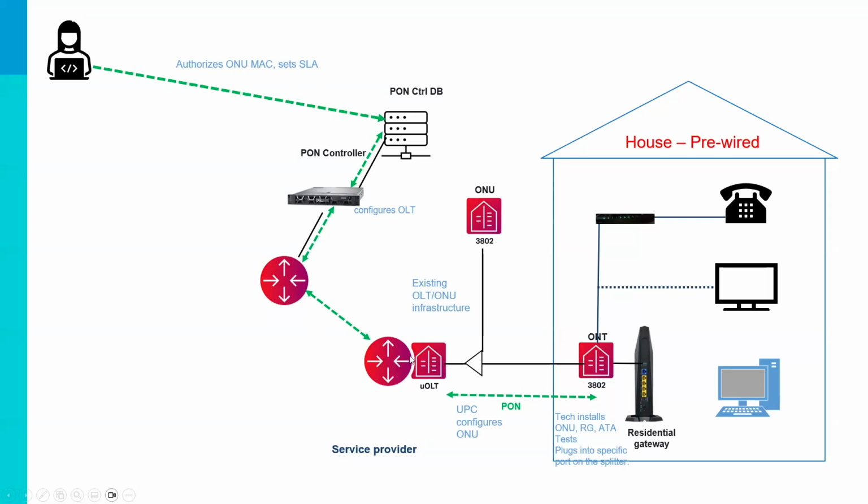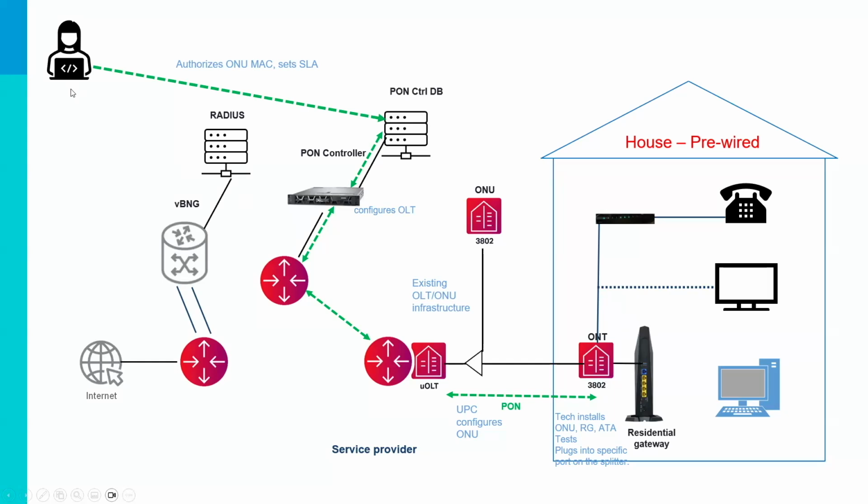So if it needed new firmware, it downloaded the new firmware to the ONT, and then it configured the services that I had bought, which was voice, video, and data. Next, the service provider sent my residential gateway MAC address and my SLA to the Radius server.